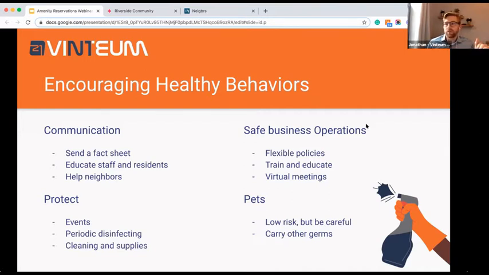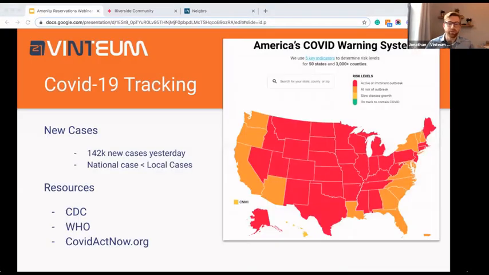So from here, let's go into some COVID-19 tracking tools. I know that there's a lot out there. CDC, WHO, COVID Act Now are just a couple that I've been familiar with. And what I really like is this risk level. Because really what's important is that we're not only tracking the national cases, which is important, and state cases, but also local cases. And that's what's really going to be important as we're looking at the communities and the amenities.